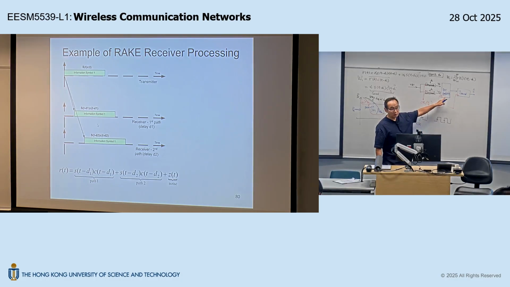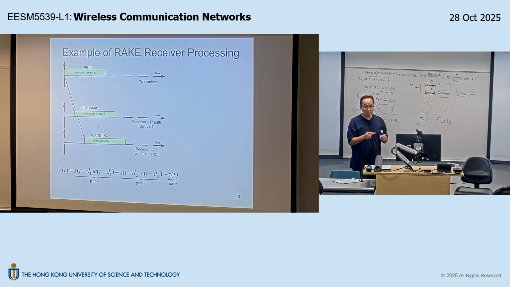What about this guy? Diversity combining. How often do you need to wake up this guy to compute? Suppose you do MRC, maximum ratio combining. How often do you need to compute? Chip level or symbol level? Of course, symbol level, right? Because this thing will be generated once every symbol, right? So you will only get a W after 64 chips. So you will only get one W after one symbol, right? So therefore, this is a symbol clock. Is that okay? So this entire data path will have two clock domains.